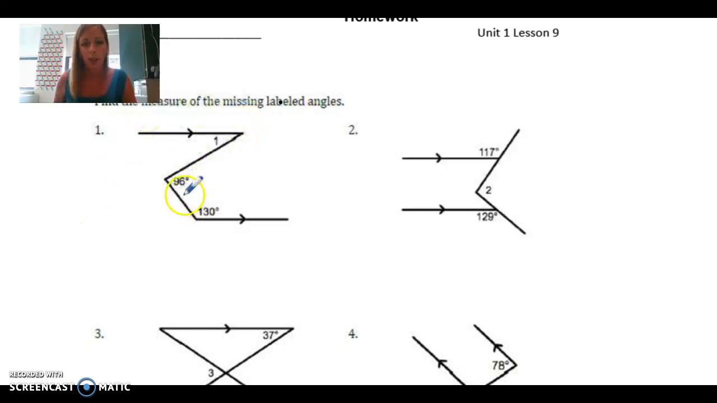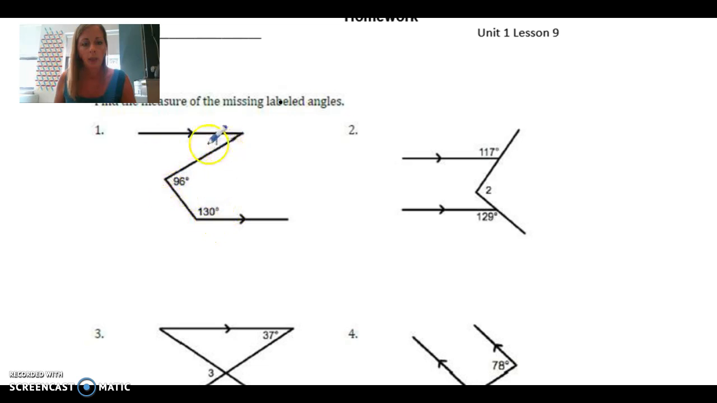All right, here we are on Homework Unit 1, Lesson 9. And in this lesson, we talked about auxiliary lines. When we draw auxiliary lines, we typically draw them between two parallel lines and also parallel. The reason we do that is to help us find missing angles.